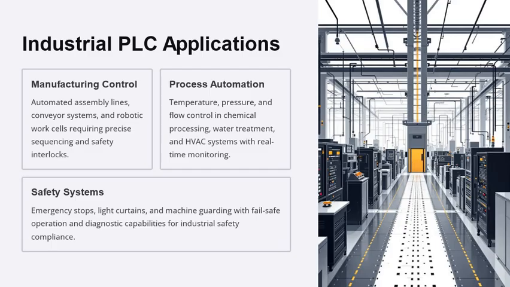Industrial PLC applications are most important in manufacturing control, process automation, and safety systems. Manufacturing control is used in automated assembly lines, conveyor systems, and robotic work cells, which require precise sequencing and safety interlocks.